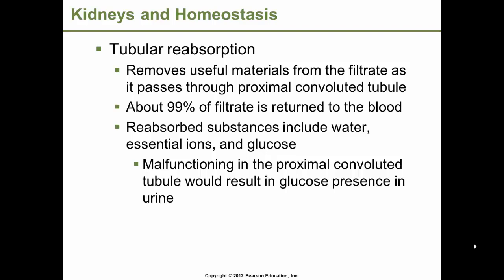Malfunctioning in the proximal convoluted tubule would result in glucose presence in the urine, because as it moves through the proximal convoluted tubule, it's going to reabsorb 100% of the glucose, approximately 99% of the water, sodium approximately 99%, and bicarbonate ions approximately 93%. So it's an important area of reabsorption, and the body's just not going to let go of glucose. If there's glucose in the urine, there is a disorder that needs to be seen by a doctor and corrected, such as diabetes would be one possible indication.